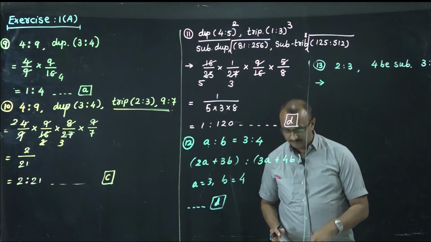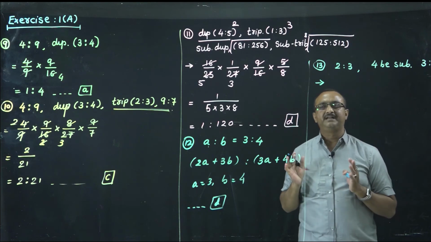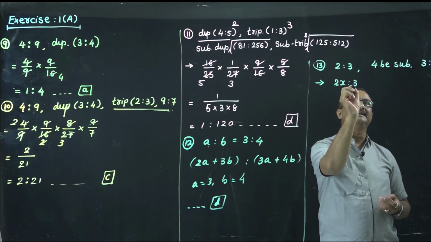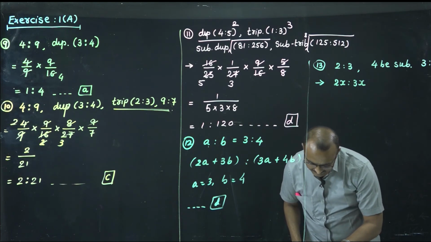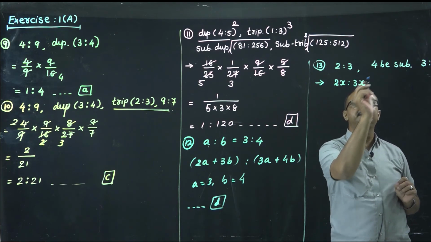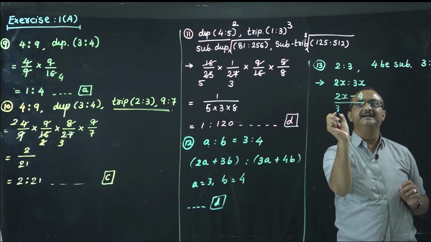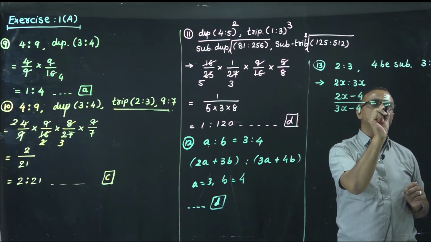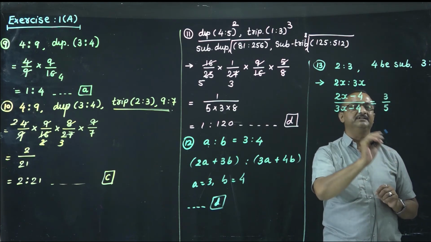Again question number 13. Two numbers are in the ratio 2:3. Let us assume the number is x, so we can write 2x is to 3x. If 4 be subtracted from each, they are in the ratio 3:5. Means we subtract 4 from both, like 2x minus 4 divided by 3x minus 4, and the numbers are in the ratio 3:5. Now you have to solve this equation by cross multiplication.